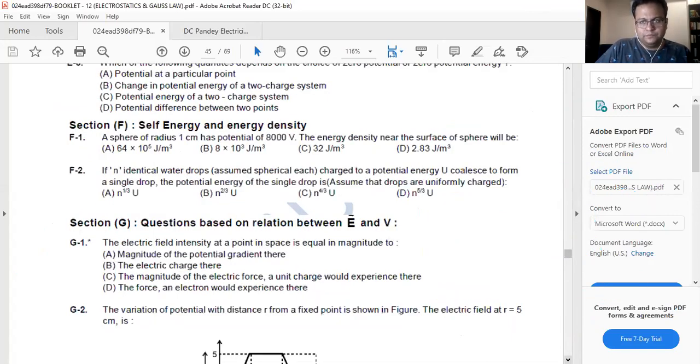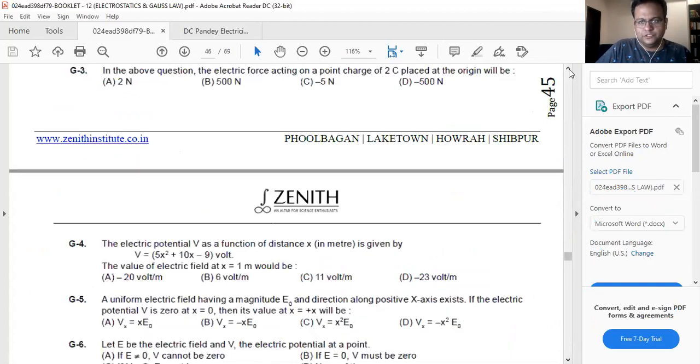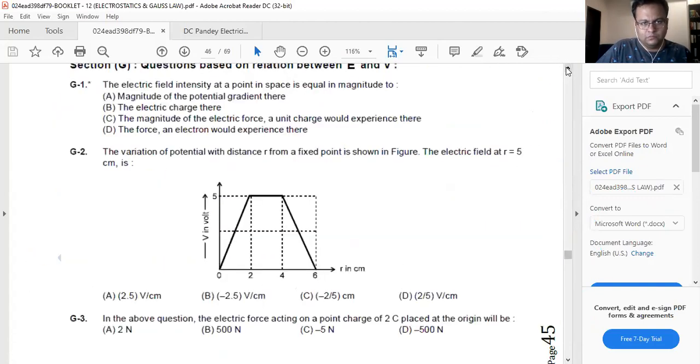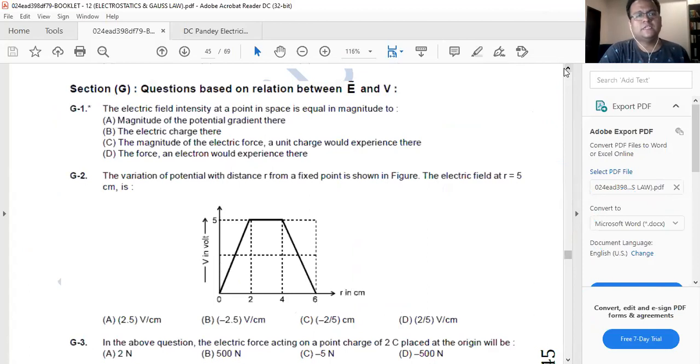G1. Electric field intensity at a point in space is equal in magnitude to the potential gradient there. What do you mean by potential gradient? Potential gradient means the rate at which the potential changes with distance, delta V by delta R.